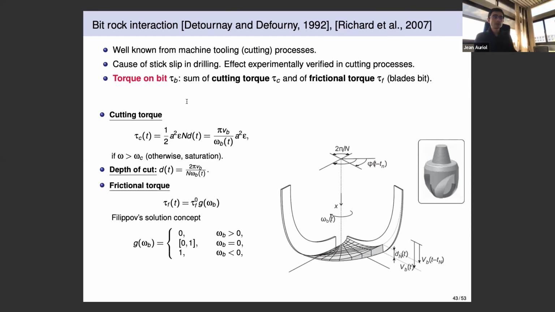Basically, it changes the boundary condition you have at the bottom, and you have a new boundary condition that depends on VB, which is the actual velocity, on the angular velocity, and on some factors that depend on the blade you are using, and epsilon, which is the rock intrinsic specific energy, so it depends on the rock you are drilling. So you have some complex nonlinear functions, which have a similar effect as the inclusion we have seen before.